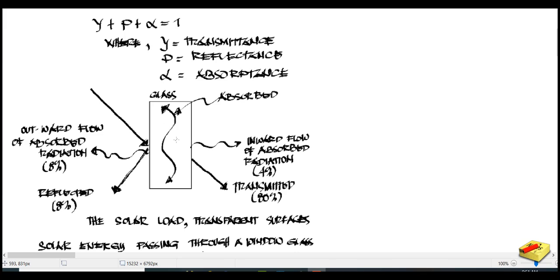Then we have here the illustration. We have here your glass. The flow of the absorbed radiation is estimated at 8%, and the reflected is also 8%. For the inward flow we have 4%, and the transmitted is around 80%, right?